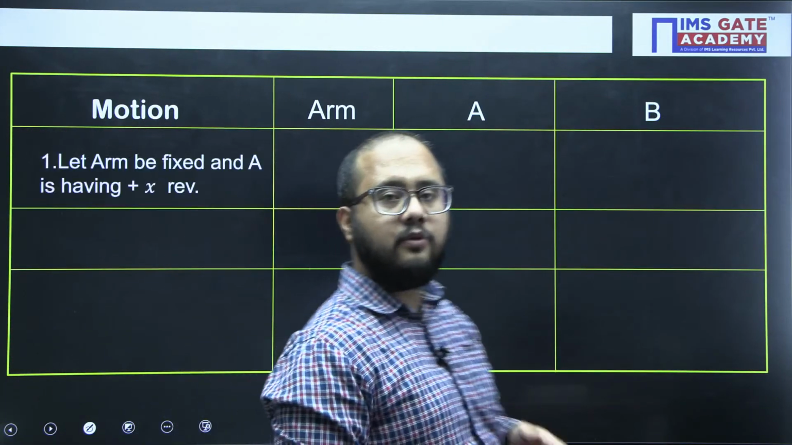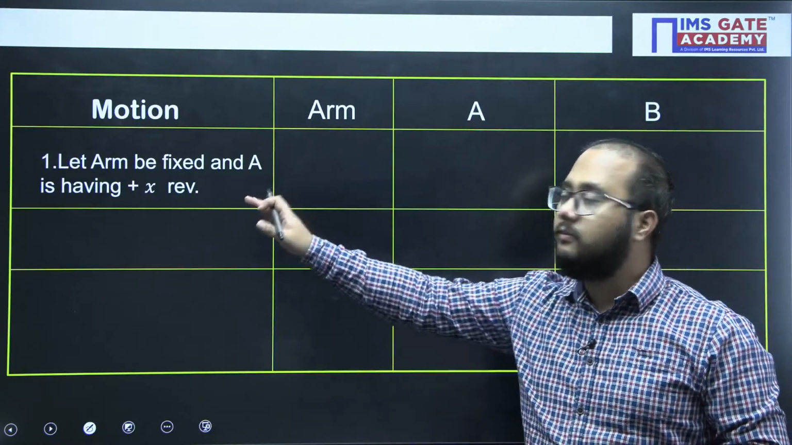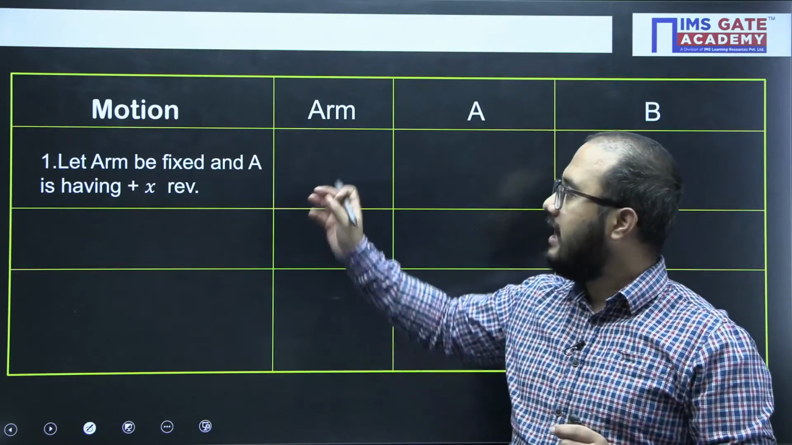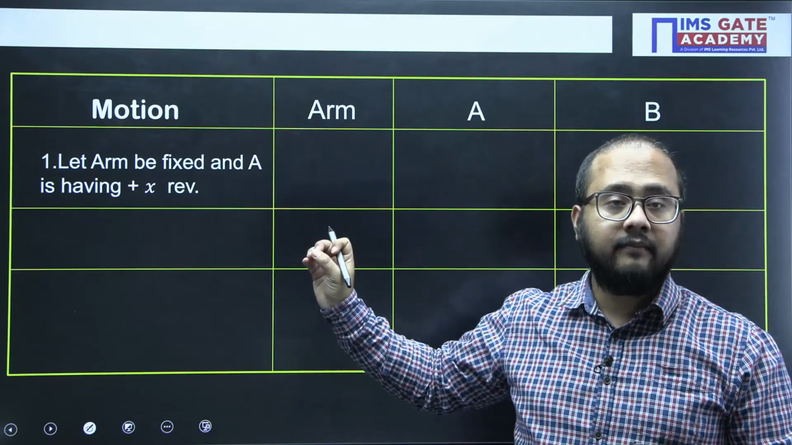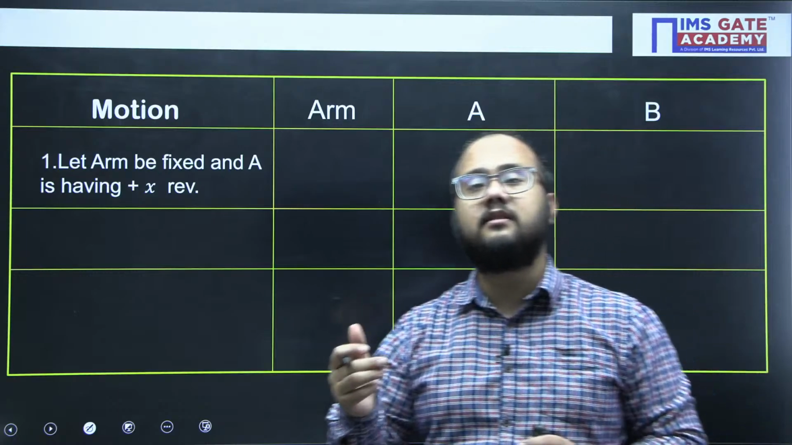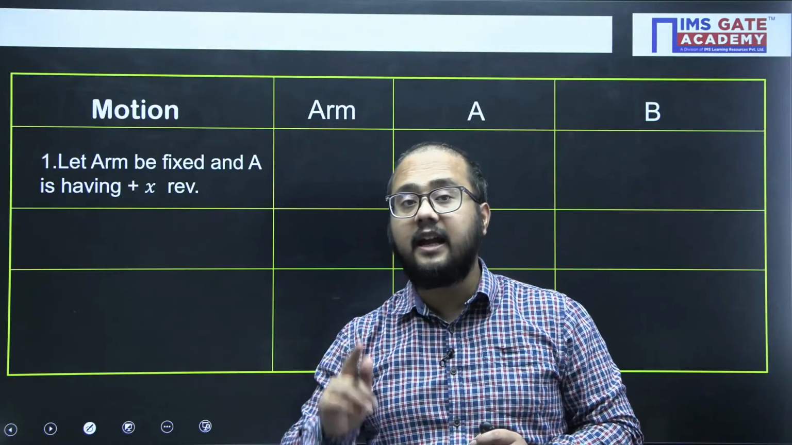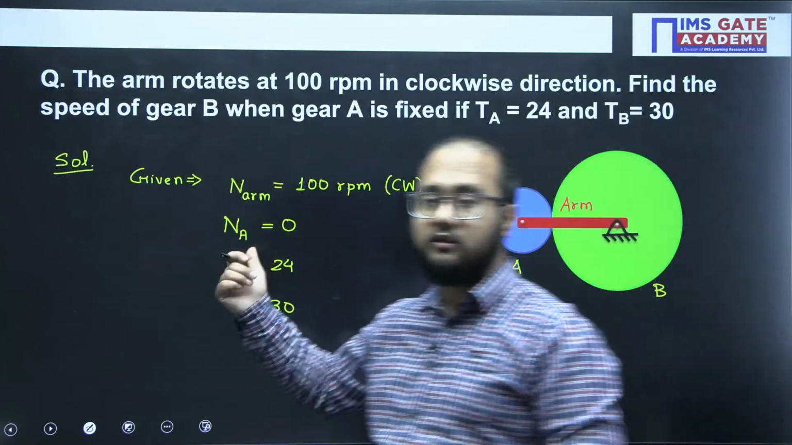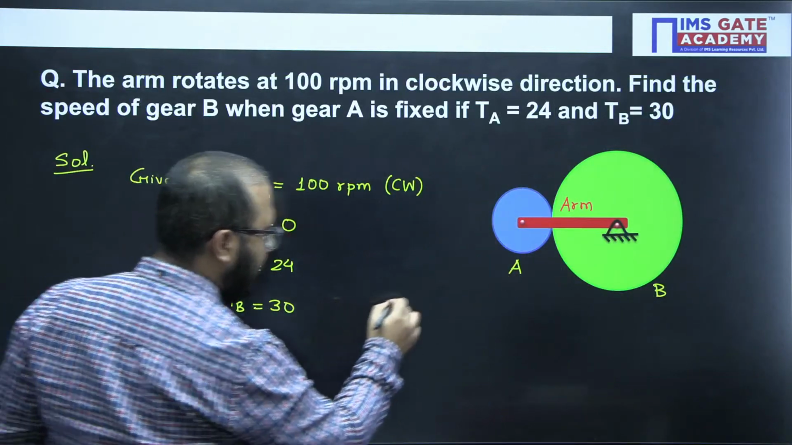Now considering the first part, motion. Now I will assume a motion here, please see. But I will assume arm is fixed. That is what I am assuming. Arm is fixed and gear A is having a plus X revolution. Gear A is having a plus X revolution. Now first of all, I will tell you this point also. Plus X means what? The sign convention, guys.